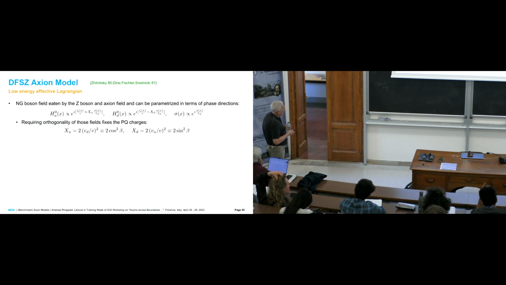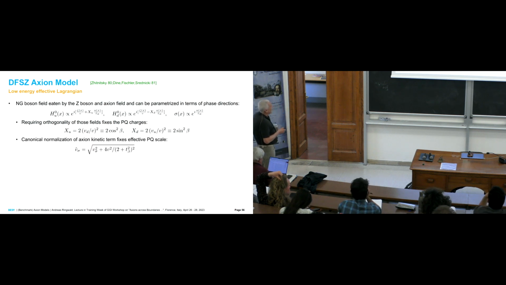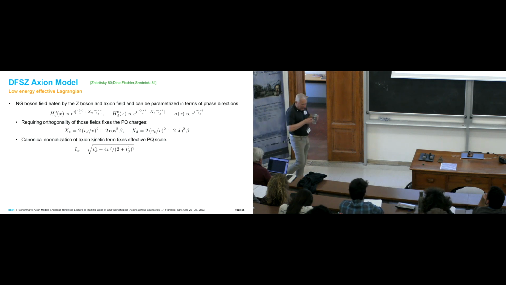for this Peccei-Quinn symmetry. And then the canonical normalization of the axion kinetic term fixes the effective Peccei-Quinn scale. So the ṽ_σ will not be just the square root of v_σ, but there is a correction factor. Only if you take this into account do you get at the end really a periodic field.